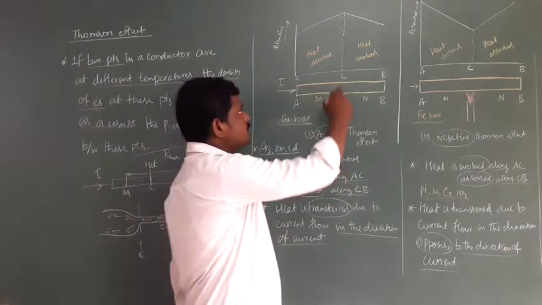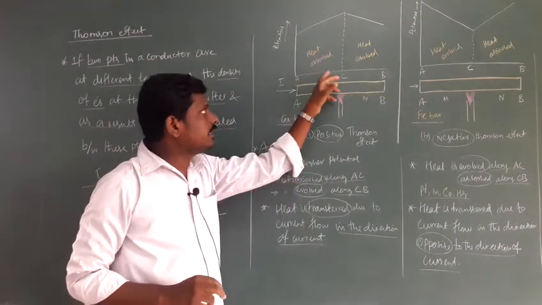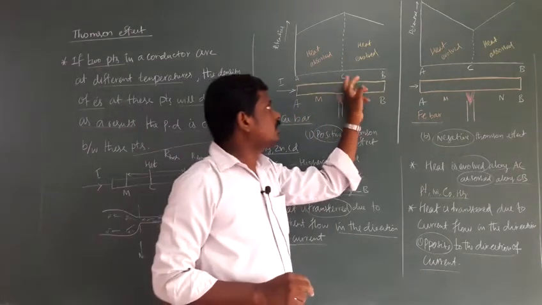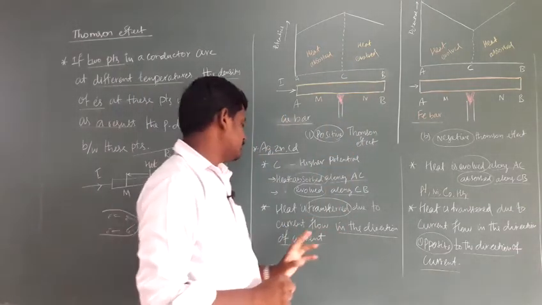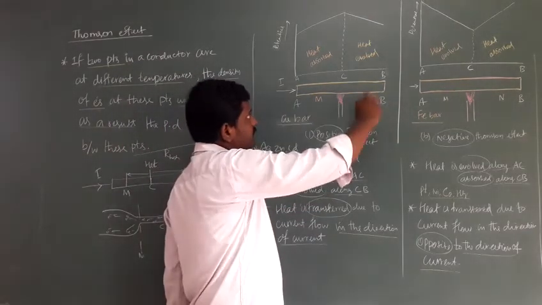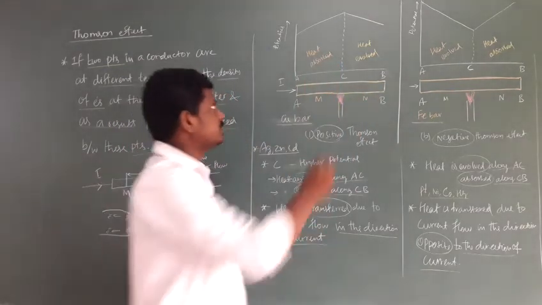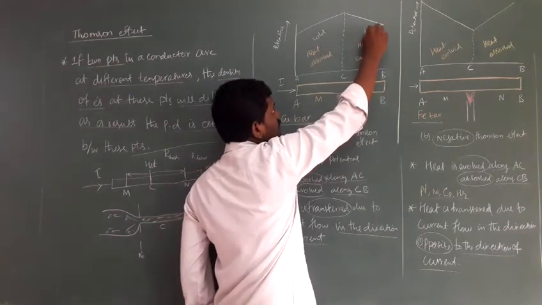So heat is absorbed along AC. Along CB, heat is evolved. So heat is transferred due to the current flow in the direction of current. In the direction of current, heat is absorbed. Heat is absorbed means that it is cold. Heat is evolved means that it is hot.